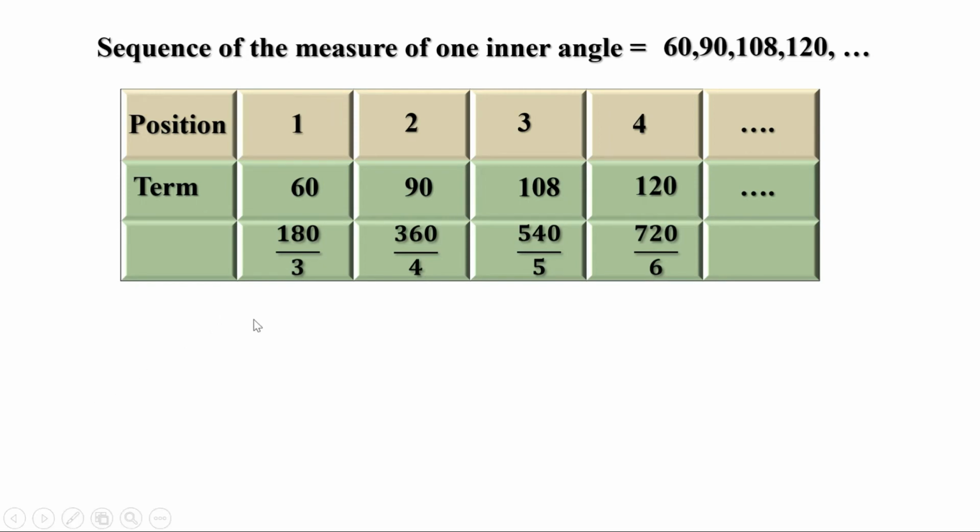Therefore, the numerator of the algebraic expression of this sequence is again 180n. What about the denominator? When the position is 1, the denominator is 3. When it is 2, the denominator is 4. When it is 3, the denominator is 5. What is the relation between them? The denominator is 2 more than the position. So when the position is n, the denominator is 2 more than that, that is n plus 2. Therefore, xn equal to 180n by n plus 2 is the algebraic expression of this sequence.